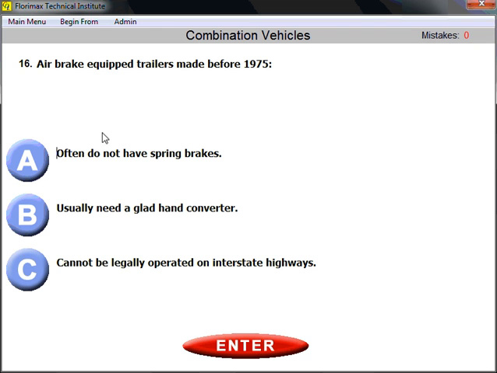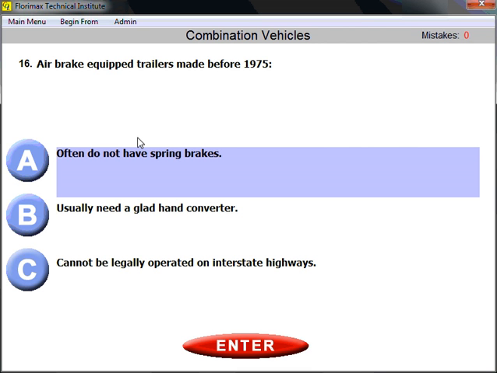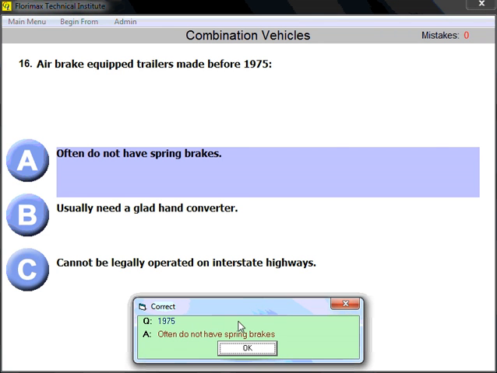Question number 16. Air brake equipped trailers made before 1975. It's been a while ago, but they are still on the road, and you need to know that those trailers often do not have spring brakes. They are still operated, and you need to remember it; it's a safety matter. Those old trailers do not have spring brakes. Old trailer, made before 1975, no spring brakes on them.